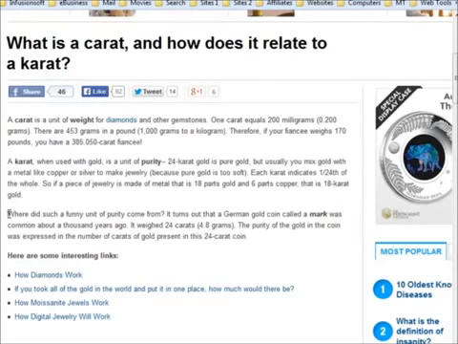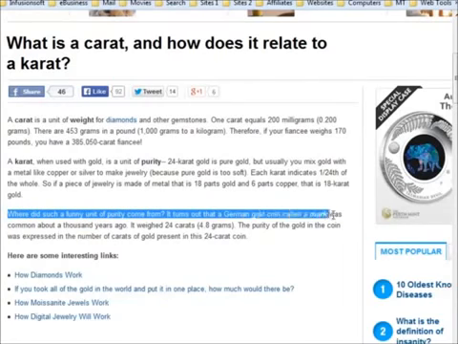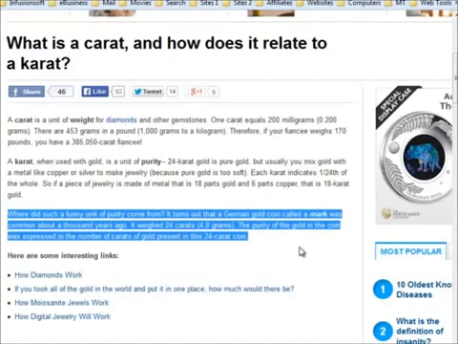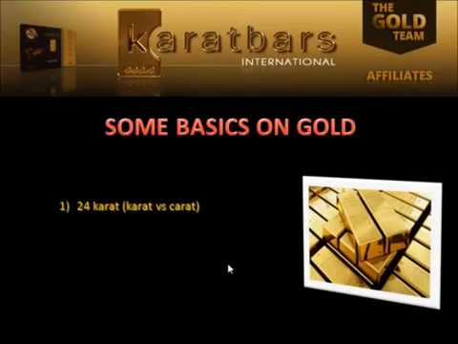This is interesting. Where did this funny unit of purity come from? It turns out that we got it from the Deutschmark 1,000 years ago. There was a coin, and it weighed 24 carats or 4.8 grams. So the purity of the gold in the coin was expressed in the number of carats of gold present in the 24 carat coin. I thought that was very interesting. So that's the difference between a K and a C. The C is to do with weights regarding precious stones such as diamonds, and K with a carat is to do with the purity of gold, and 24 carat is regarded as pure gold.